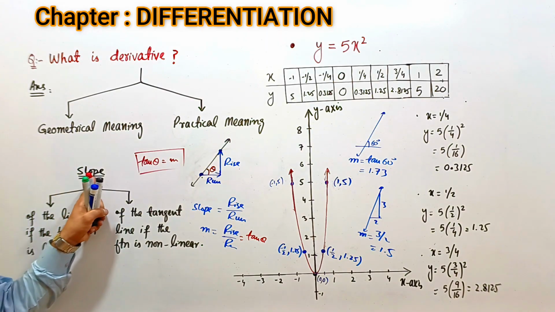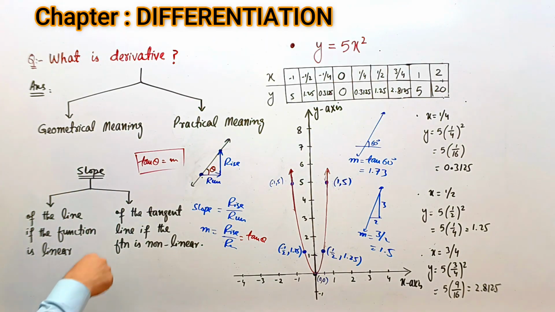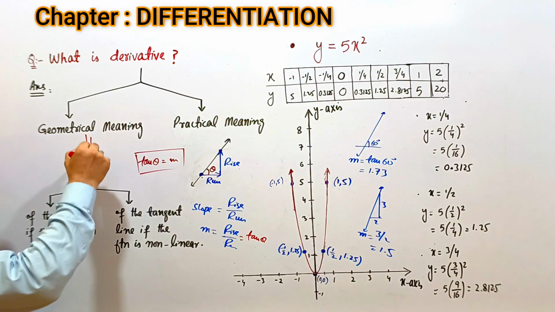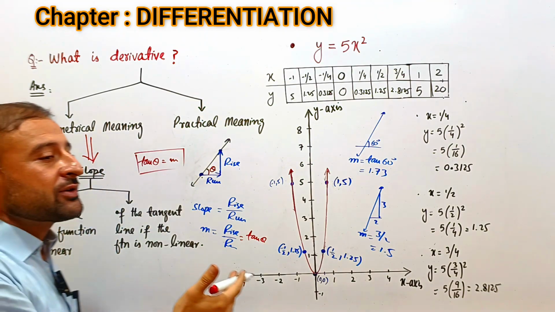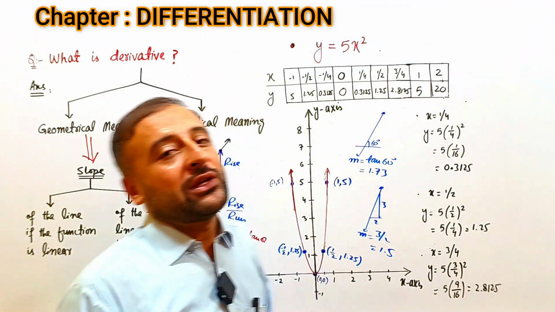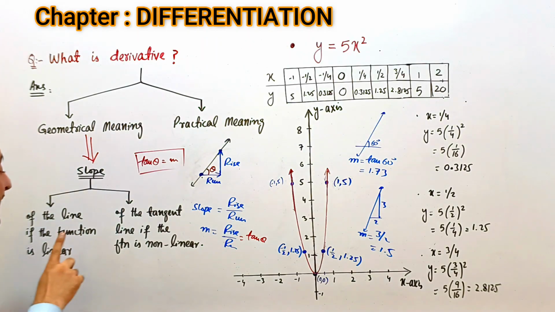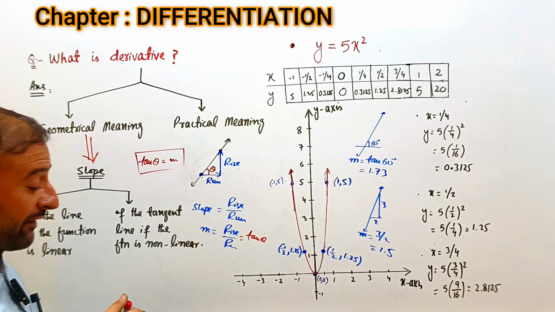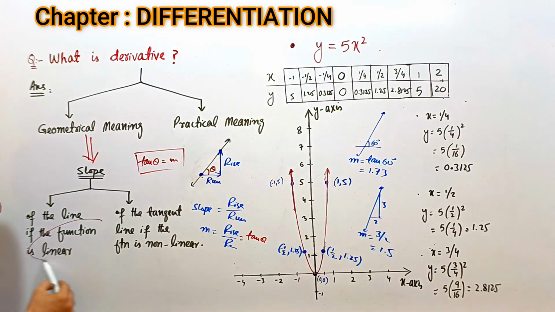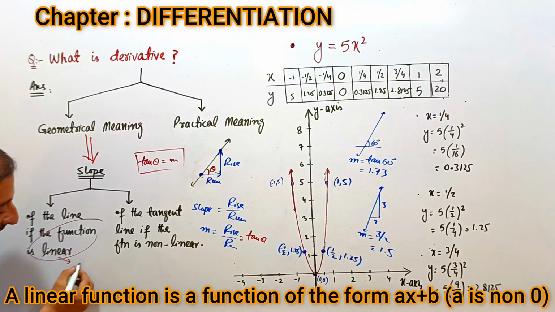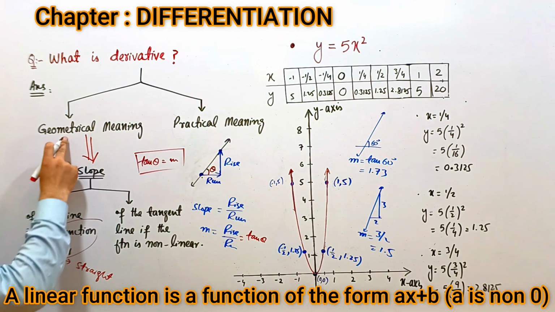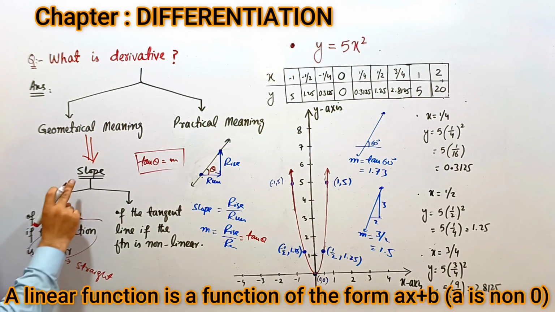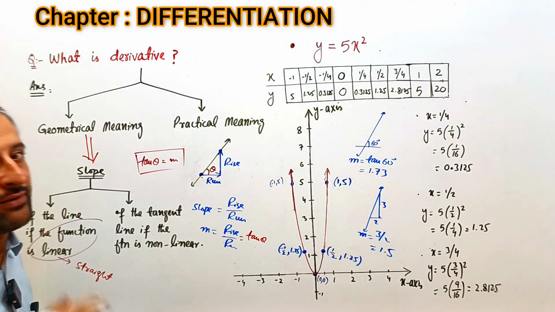I write that slope. What is the geometrical meaning of derivative? Geometrical meaning means slope. Then slope of what? There are 2 possibilities. Either the given function is a linear function. So you know when the given function is a linear function, the graph will be a straight line. So the derivative of the linear function will show the slope of that straight line.